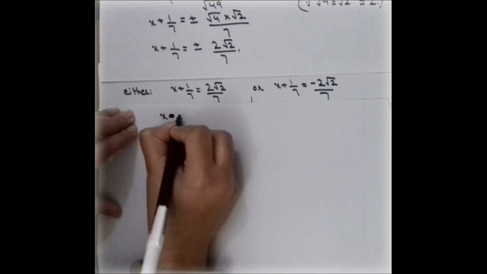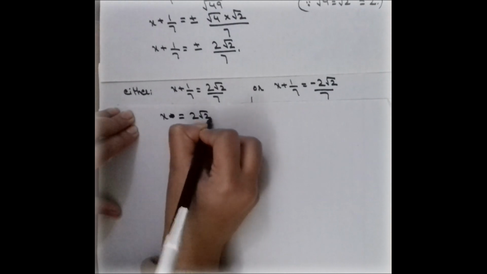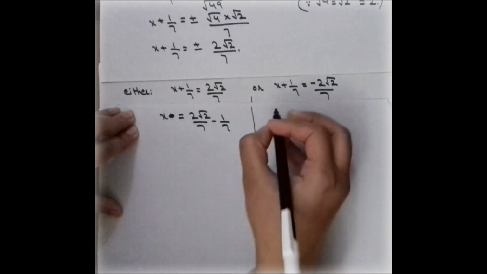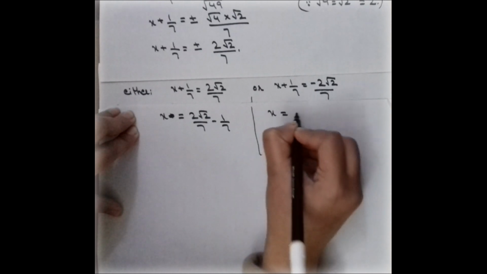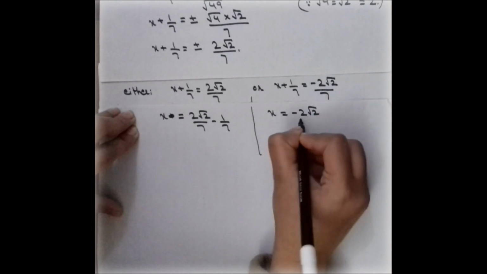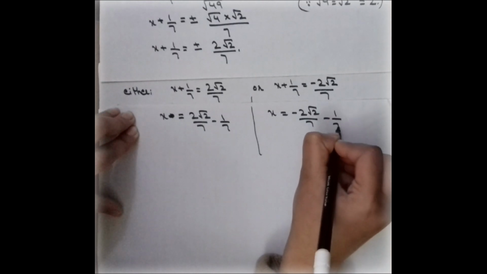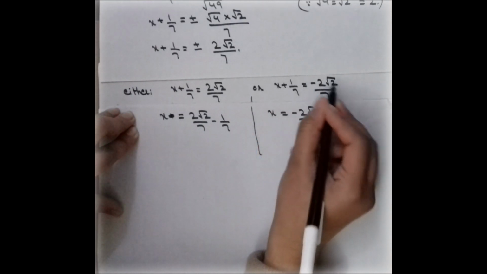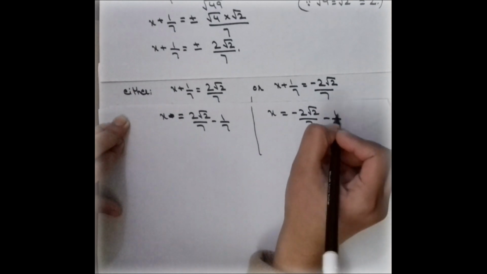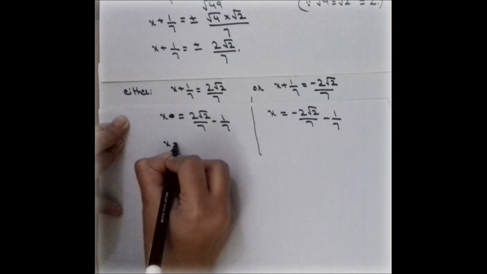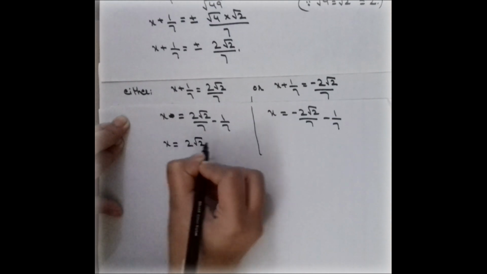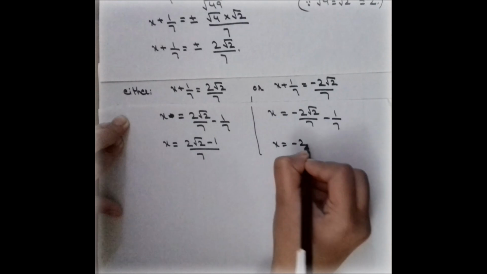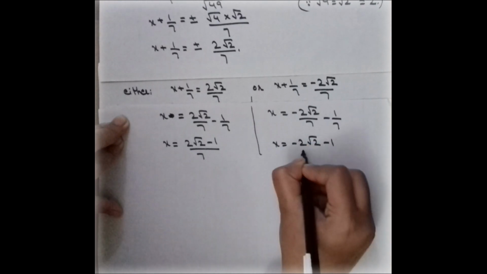X is equal to 2 under root 2 over 7 minus 1 over 7, or the second case is x is equal to minus 2 under root 2 over 7 minus 1 over 7, because when we transfer this term 1 over 7, which is positive, to the right hand side, it will be negative. Here we can write x is equal to 2 under root 2 minus 1 over 7. We take LCM. So x is equal to minus 2 under root 2 minus 1 over 7.